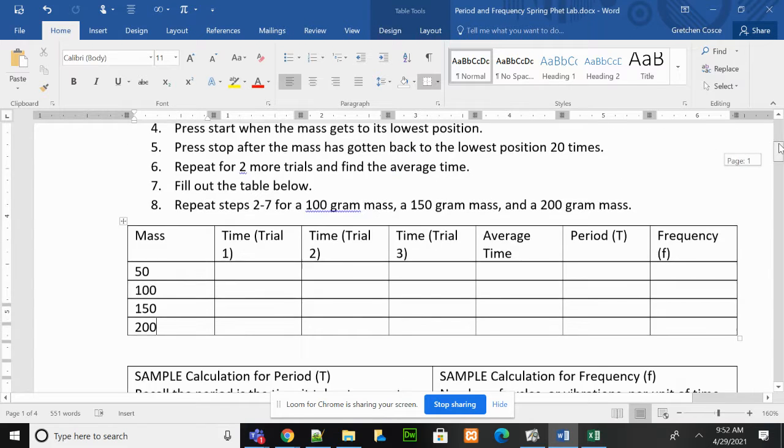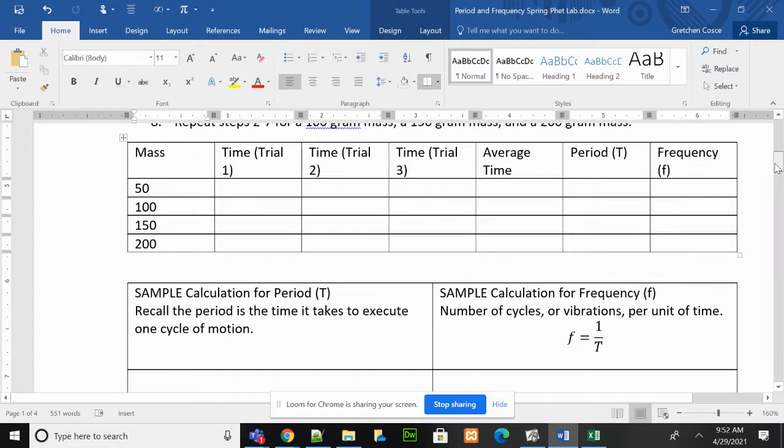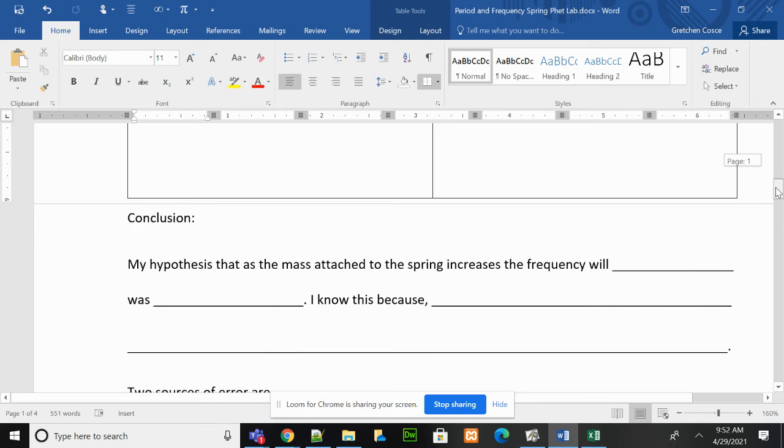Now, as we're doing this, I realize I forgot to make sure that you guys had a hypothesis. So up here, before you go on to the next trial, make your hypothesis. As the mass attached to the spring increases, what do you think is going to happen to the frequency? The frequency is how many times it goes up and down in a second. So do you think if you put more mass on there, it's going to go up and down more times in a second? Or do you think bigger mass is going to make it go up and down fewer times in a second? Or do you think it's not going to matter how much mass you put on there? It's going to go up and down the same number of times every second. Okay, so whatever you put down there, that's your hypothesis. Then you're going to go ahead and do all of this, and then later you'll write your conclusion. Your conclusion, you're going to say whether you're correct or incorrect. It doesn't matter whether you're correct or incorrect. It matters whether you write the correct thing later.